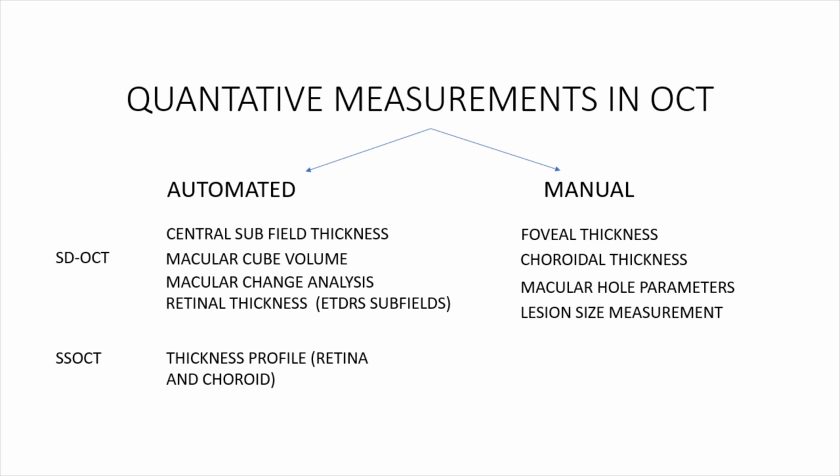So the main measurements which are usually done, which we see printed in our reports also, are the central subfield thickness, the macular cube volume, then the retinal thickness. The SSOCT gives us the retinal profile. And the manual measurements which can be done by using calipers are the foveal thickness, choroidal thickness, macular hole parameters, which we all know of, are usually done before the macular hole surgeries. And for a specific lesion, whichever is there, we can measure the size of the lesion in the B scan also, and the area of the lesion in the angio also.